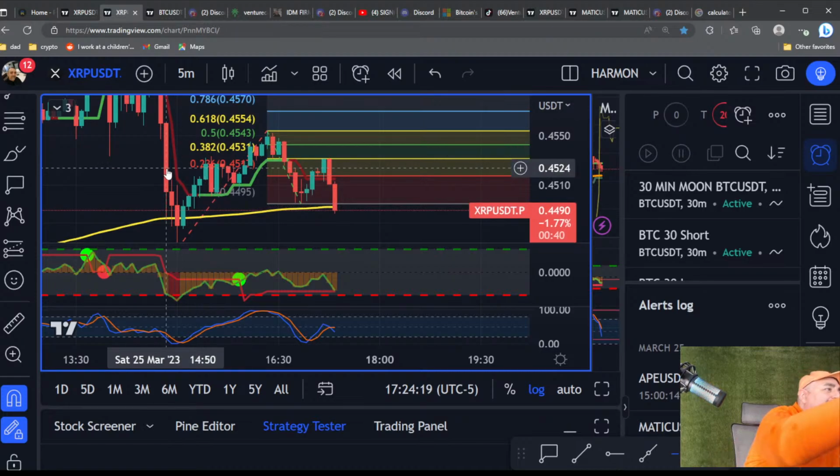Right? That is how you take advantage of your indicators. Look at that short. Boom, red moon. I hope you're shorting XRP.